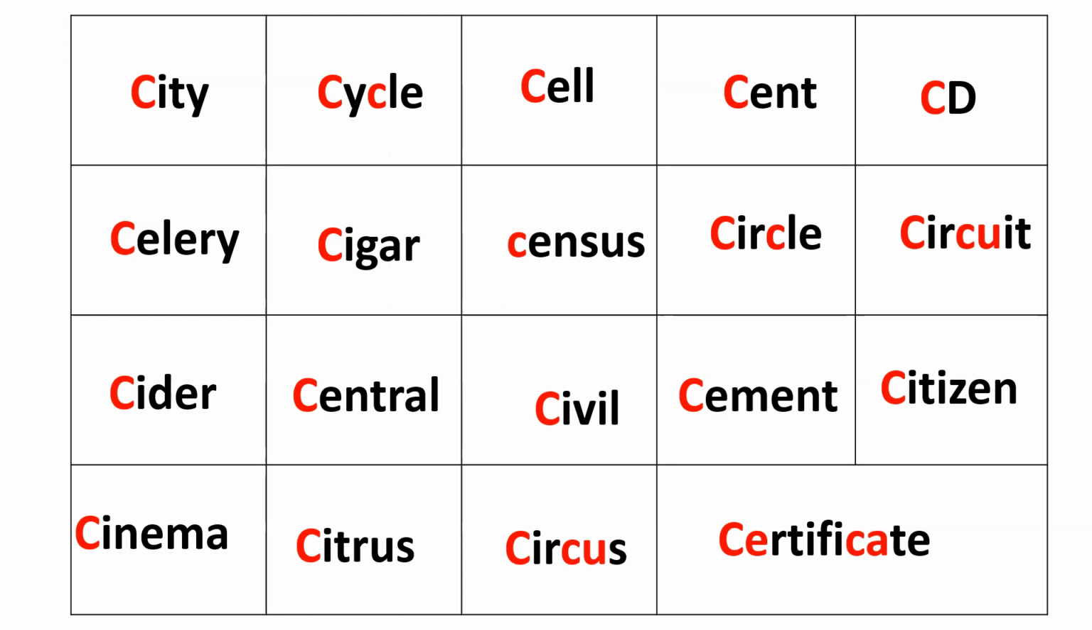When letter C comes with letter E or letter I, sometimes Y, then letter C sounds as S. Like this, try to read more words of phonic sound of letter C.